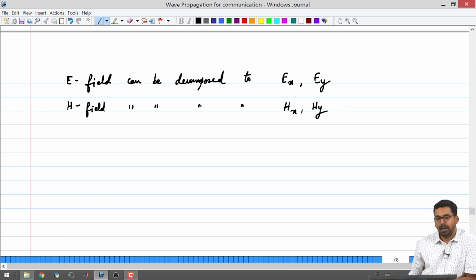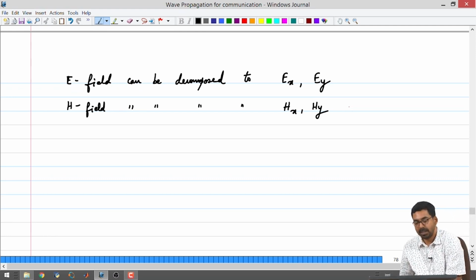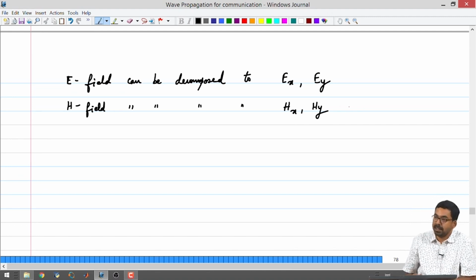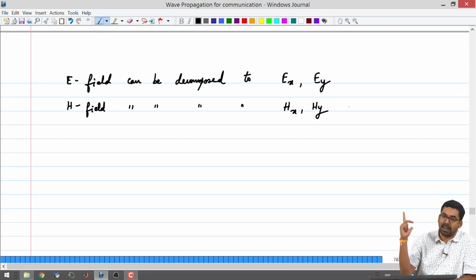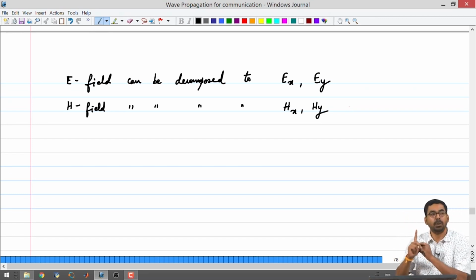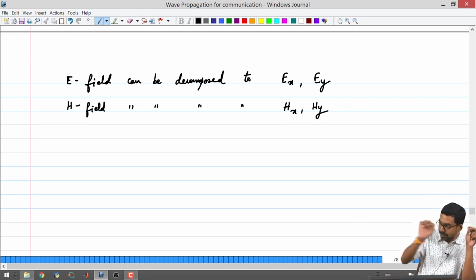But you will notice that always you will be decomposing them into Ex, Ey, Hx, Hy, etc., but never have a component in the z direction, okay. Now, the direction of travel is referred to as the longitudinal direction, okay. That is the direction of length, okay. If your point A is here, point B is here, the line that is connecting them is here, if it is your direction of travel, we call that the longitudinal direction.